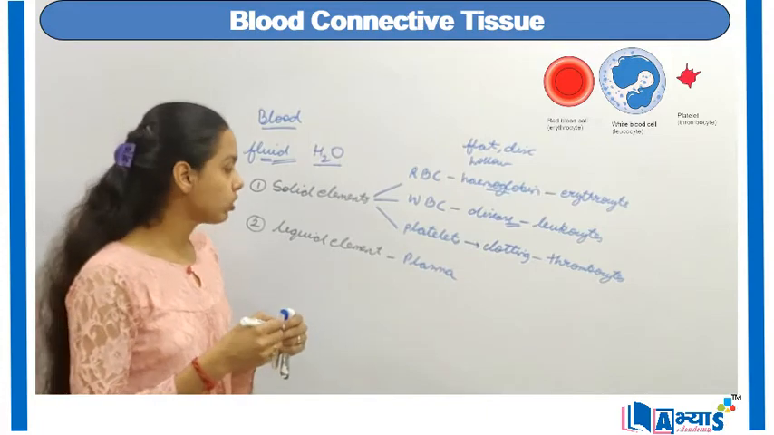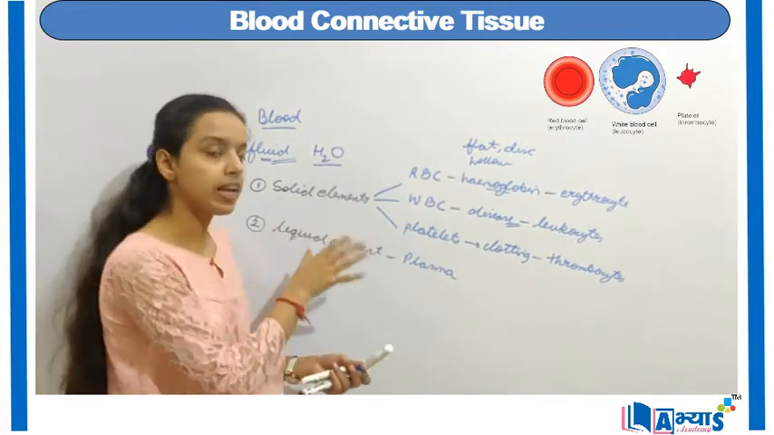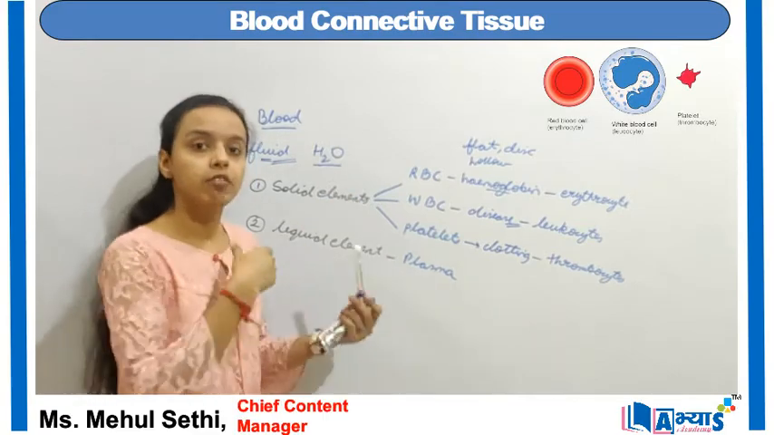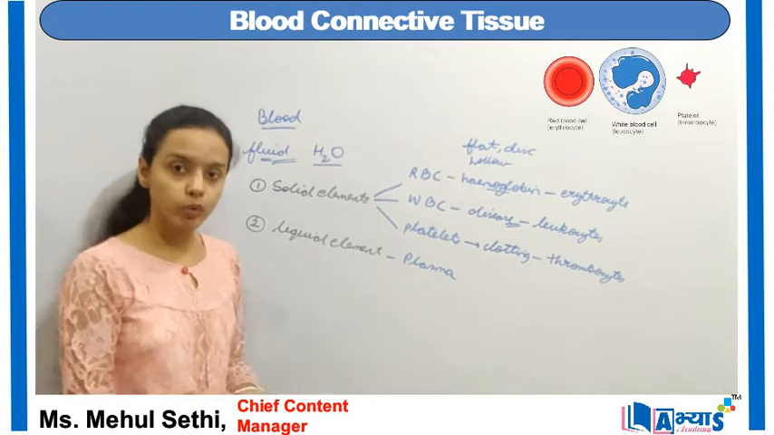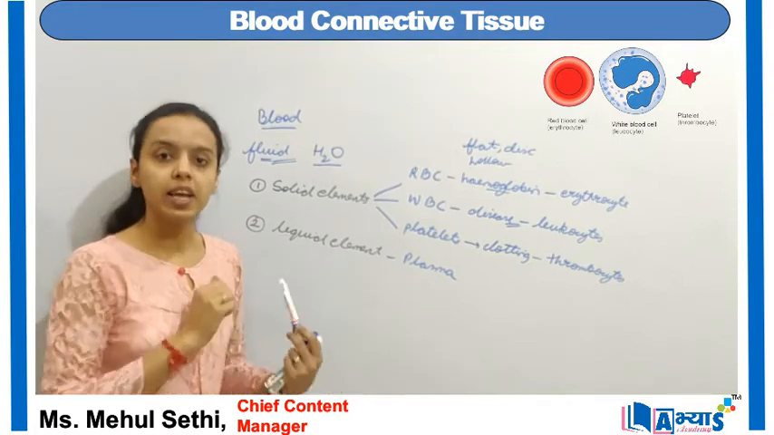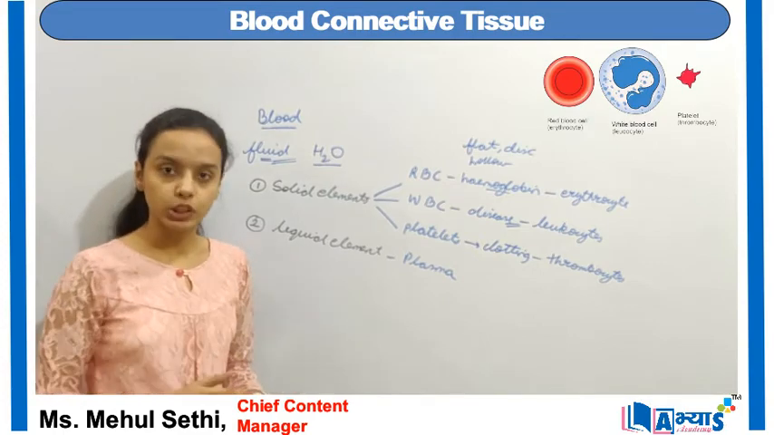Now when we come to the liquid component, that is plasma, all these solid components are embedded in the liquid component, which makes the blood flow. So plasma is the liquid component in which all these three are embedded. So these were the important parts of the blood.